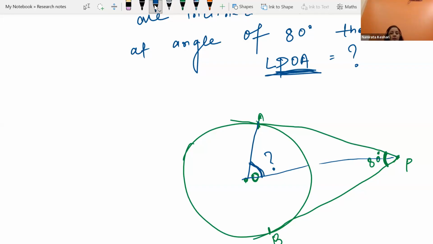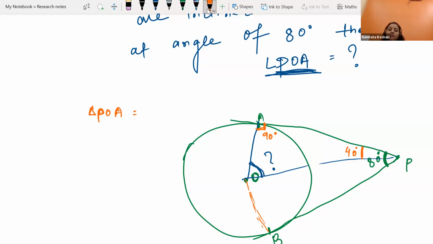Can you please repeat? Yes, angle PAO will be 90 since the radius is perpendicular to the tangent. And then you can take angle APO as half of 80. Why will we take it as half of 80? Because these two are congruent triangles, right? Yes, ma'am, it's perfect.